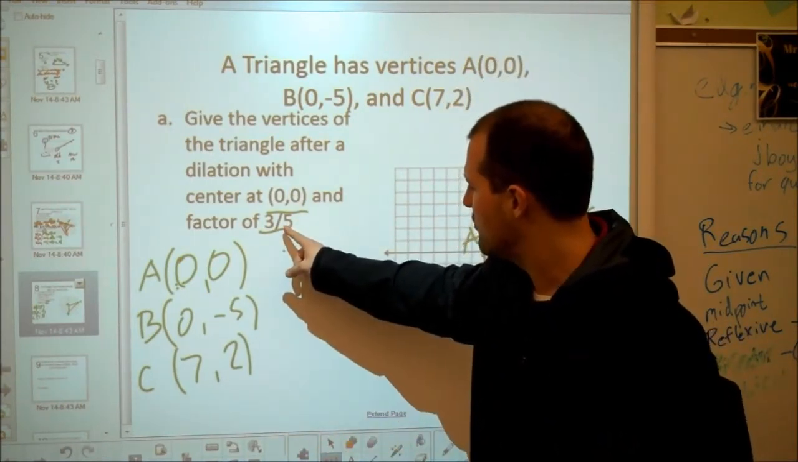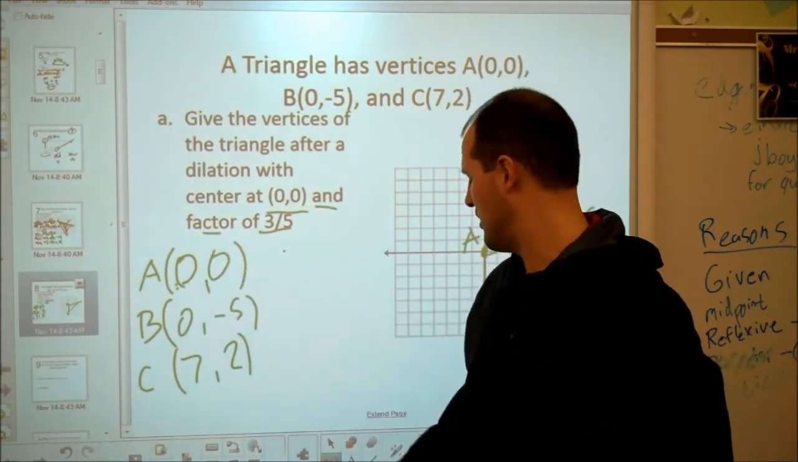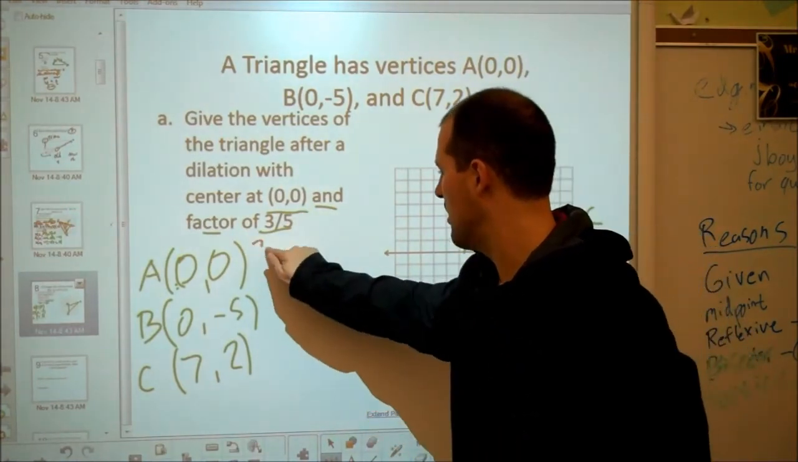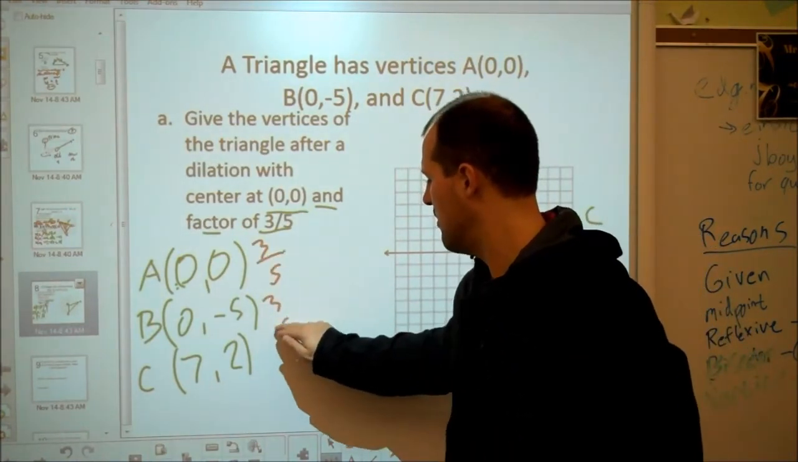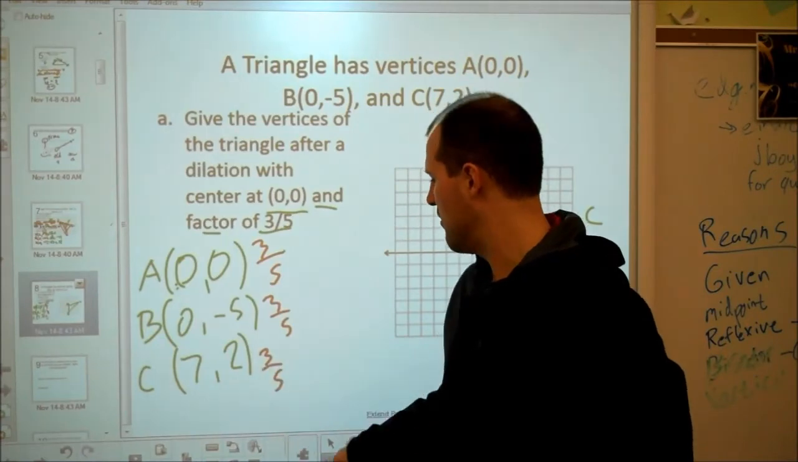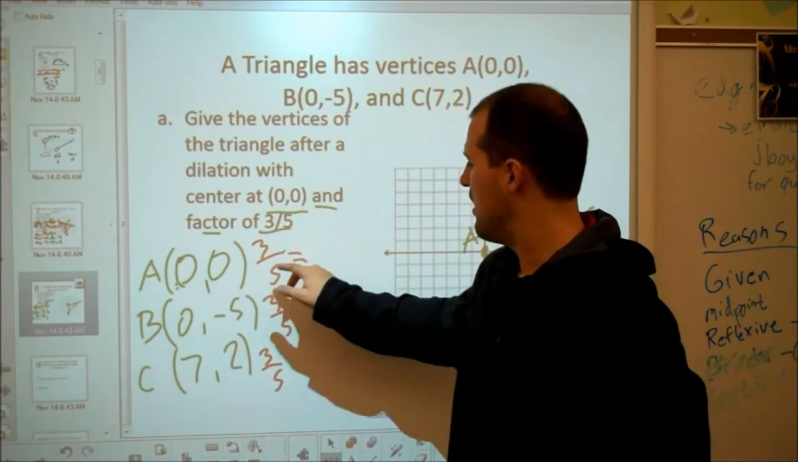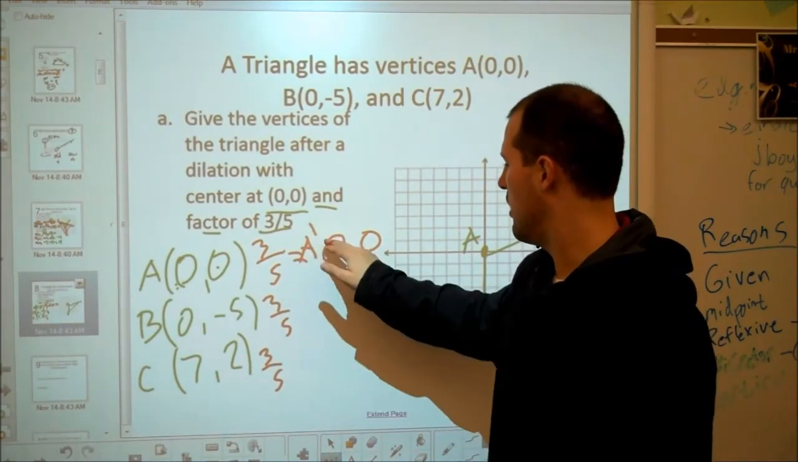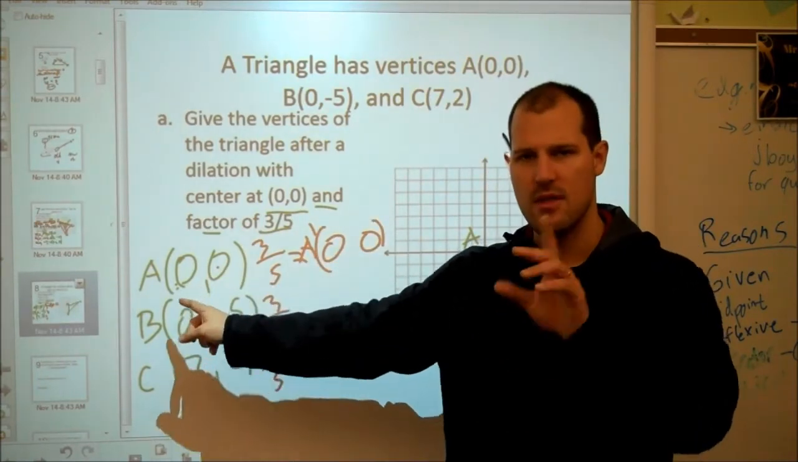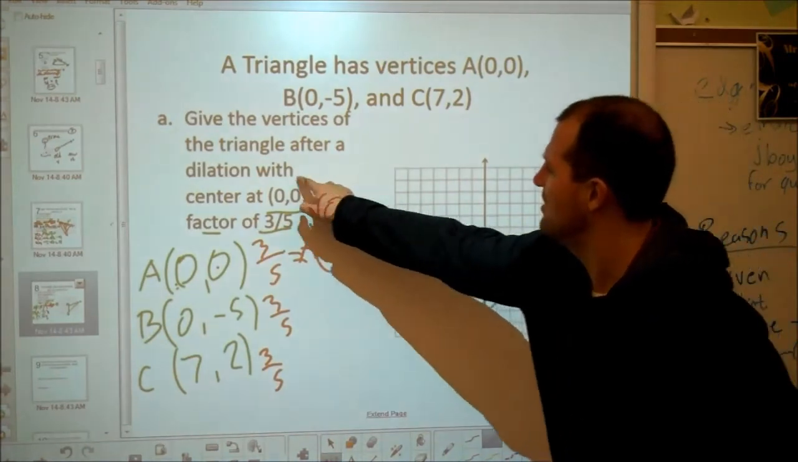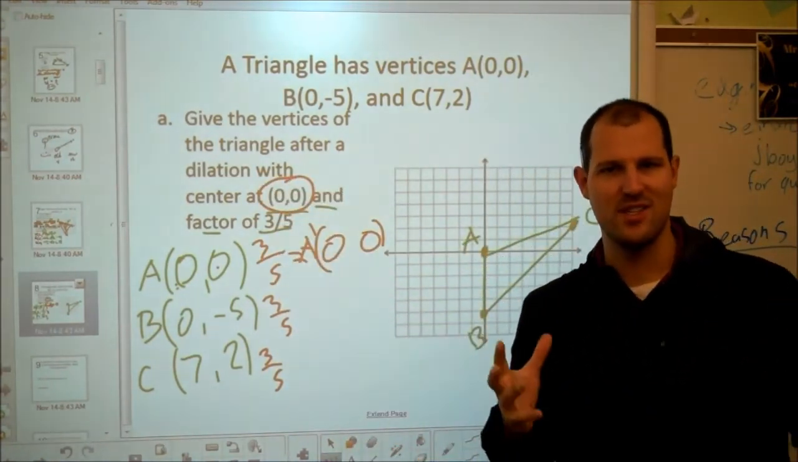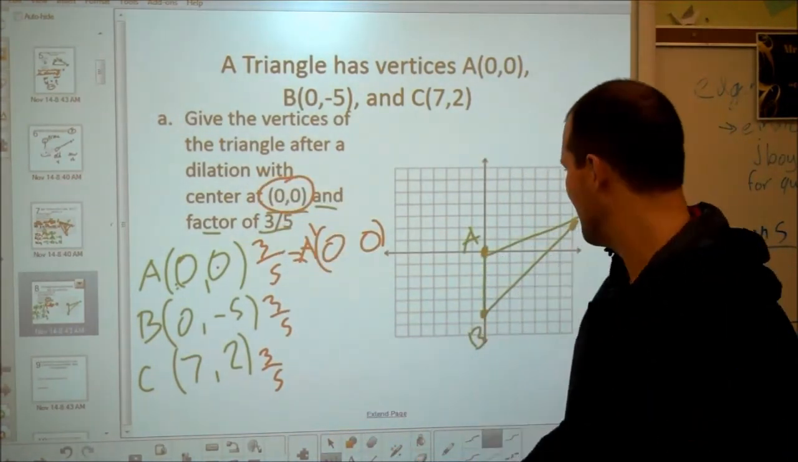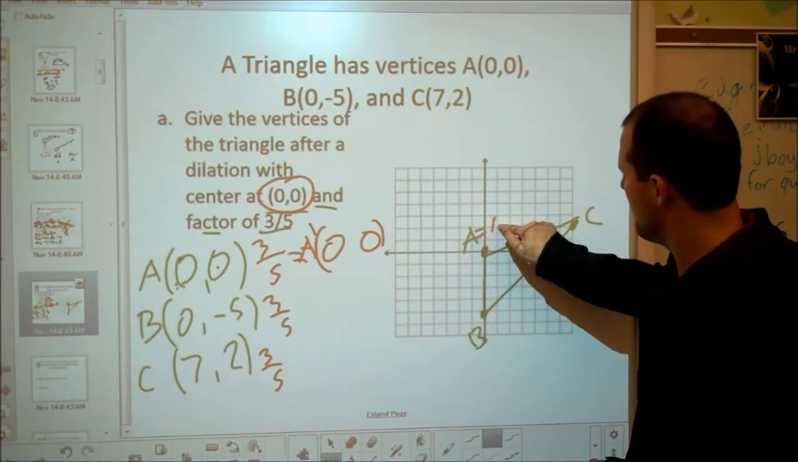If you have a 3/5 right here, and that is a scale factor, you need to multiply by that. So times 3/5, and times 3/5, and times 3/5. Okay, here we go. 3/5 times 0 is 0. Okay, that was kind of boring. So A prime and A are the same. That actually makes sense. That's at the center. And so, of course it didn't change. That's the point that doesn't change. That's one of the ways we defined it. So that's A, and that's also A prime.